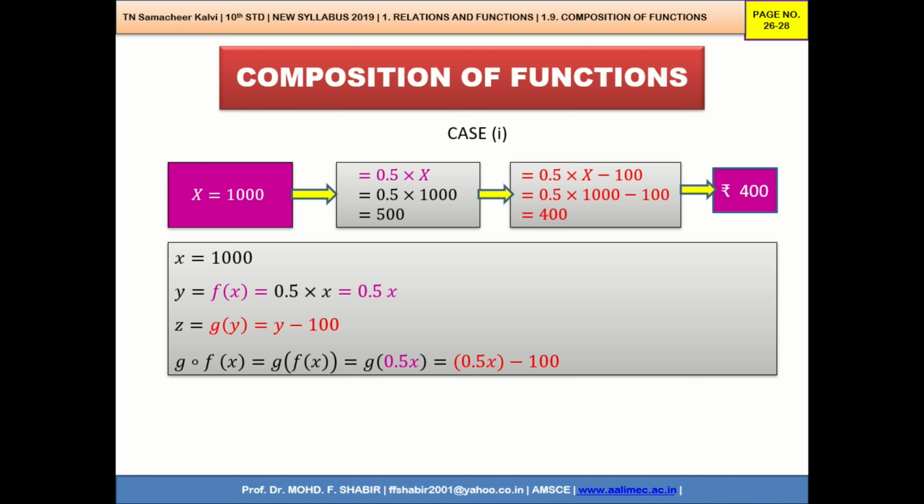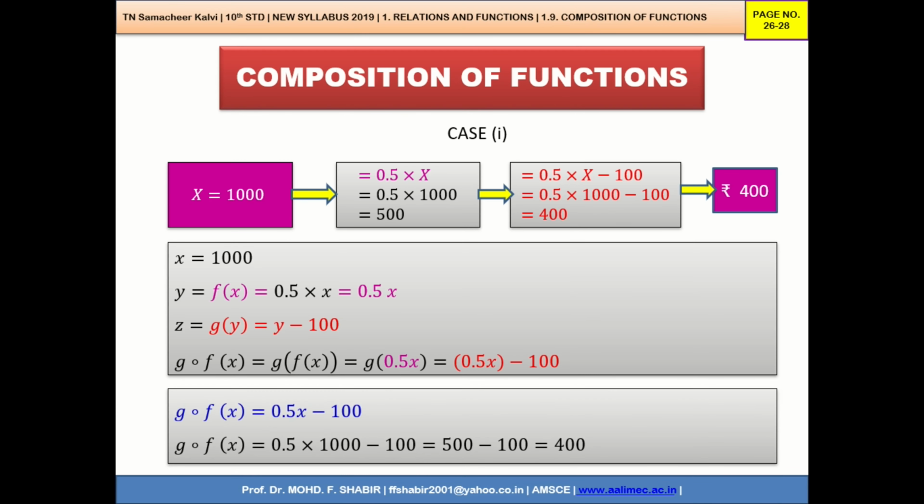Now we know g of y is equal to y minus 100. So wherever y is there, replace it with 0.5x. Therefore g of 0.5x is equal to 0.5x minus 100. So g of f of x is equal to 0.5x minus 100. Therefore, with x equal to 1000, 0.5 into 1000 minus 100 equals 500 minus 100, which is 400. We get the cost we have to pay.